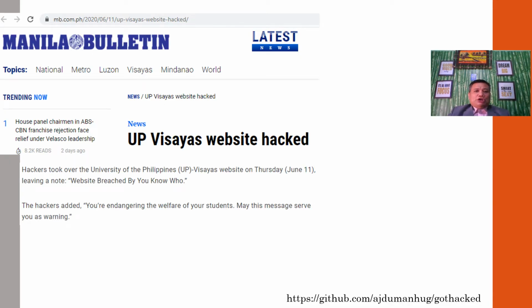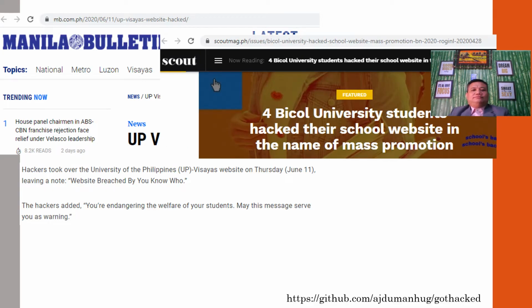In a Twitter post, UP Visayas said it has temporarily taken down the web server after the website defacement. The technical team is now doing a security audit of all UP Visayas systems and is taking the necessary steps to ensure that no further harm will be done, the university added.